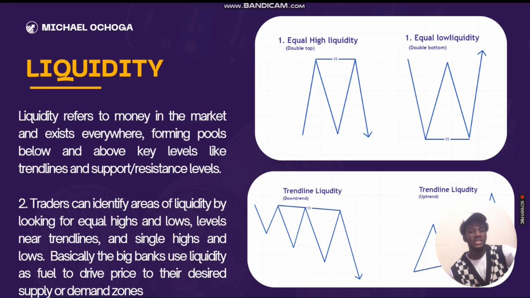Now what is liquidity? This is perhaps one of the most important concepts when trading smart money concept, or SMC. Liquidity refers to money in the markets, and it exists everywhere on the charts, right? They are forming pools below and above key levels like trend lines and support and resistance levels. Now, traders can identify areas of liquidity by looking for equal highs and equal lows, levels near trend lines, and single highs and single lows. Basically, the big banks use liquidity as fuel to drive price to their desired supply or demand zone.